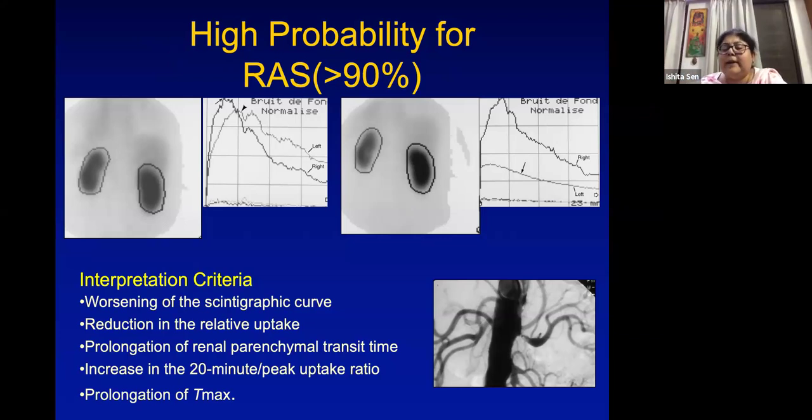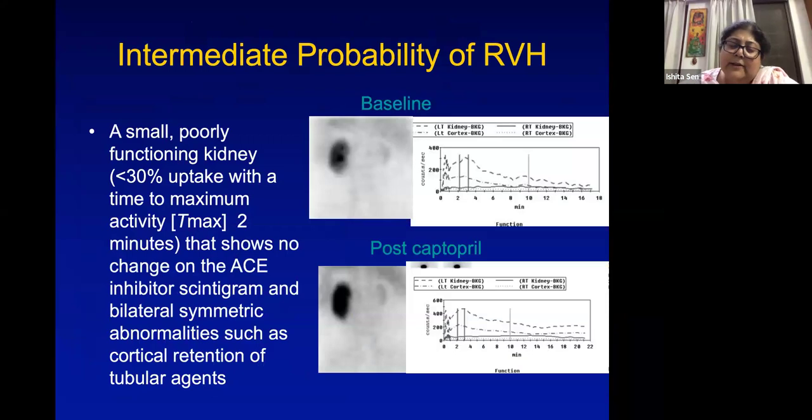There is a prolongation of the renal parenchymal transit time. There is an increase in the 20-minute to peak uptake ratio. As a rule of thumb, the normal 20-minute to peak uptake ratio should be less than 0.3. So it basically means that not more than 30% of whatever has been injected should be retained within the kidney at 20 minutes post injection. So if your ratio is more than 0.3, or if there is a prolongation of the Tmax, that means you're looking at prolonged renal parenchymal transit time, worsening of the scintigraphic curve, reduction in the relative uptake, or an increase in the 20-minute to peak uptake ratio, you have a high probability for renovascular hypertension.